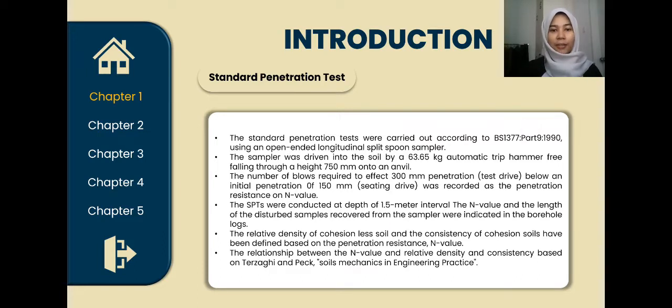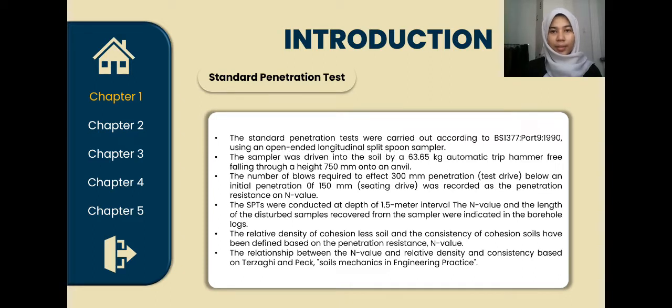The SPTs were conducted at depth intervals of 1.5 meters. The N value and the length of the disturbed sample recovered from the sampler were indicated in the borehole logs. The relative density of cohesionless soil and the consistency of cohesive soil were defined based on the penetration resistance N value. The relationship between the N value and relative density and consistency is based on Terzaghi and Peck, Soil Mechanics in Engineering Practice.